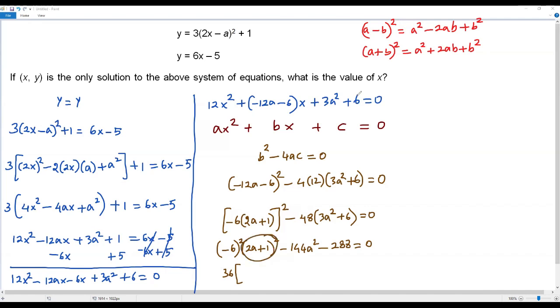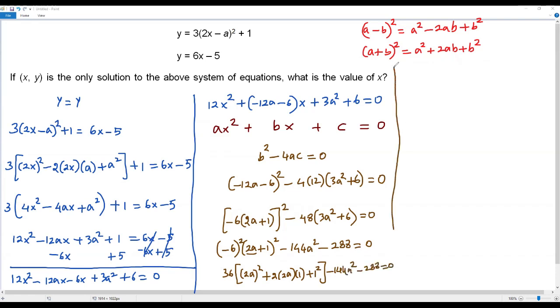Comparing this 2a positive 1 the whole square and a positive b the whole square, we get 2a at the place of a and 1 at the place of b. So in this expansion, at the place of a, we have to write 2a, and at the place of b, we have to write 1. So let me continue over here. Then we get 2a the whole square, positive 2 times 2a times 1, positive 1 square, and negative 144a square, negative 288 equals 0.